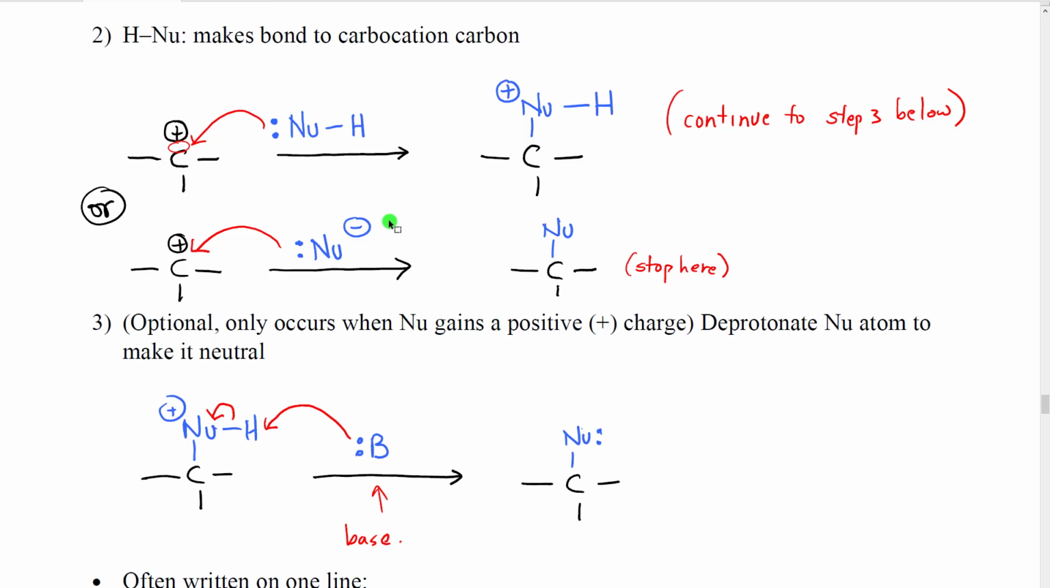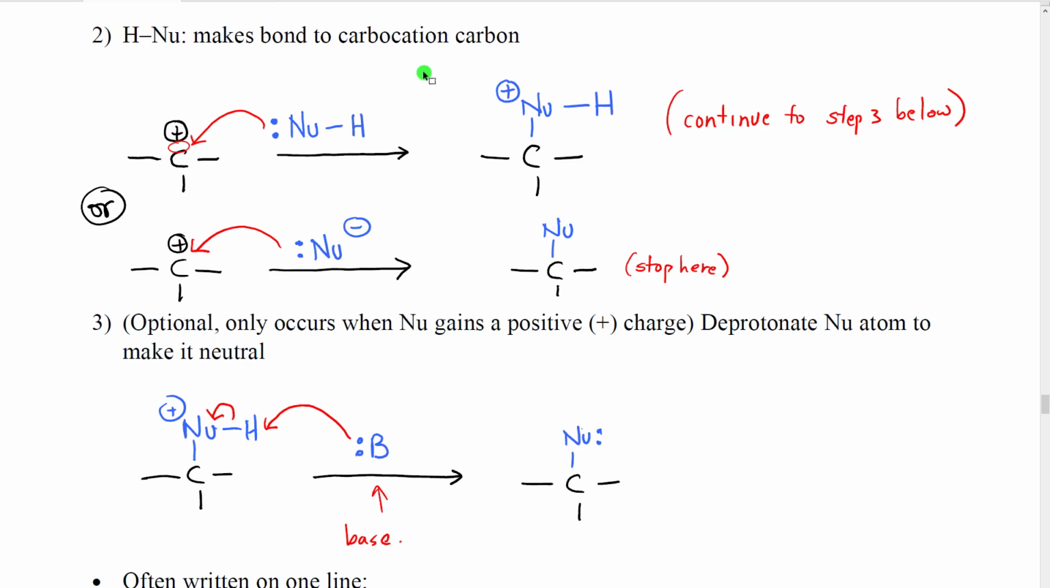In the second step, the nucleophile makes a bond to the carbocation carbon. So it takes this pair of electrons, it puts it into the empty space around the carbocation, which currently has an incomplete octet, and it forms a bond.